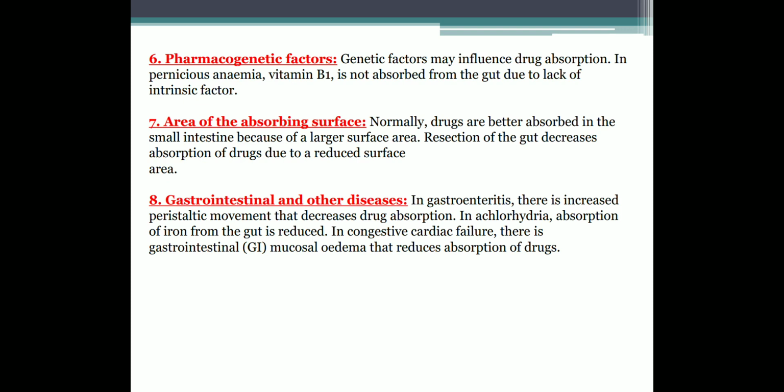And last, gastrointestinal and other diseases. Like in gastroenteritis, there is an increased peristaltic movement that decreases drug absorption. In achlorhydria, absorption of iron from the gut is reduced. And in CCF, that is congestive cardiac failure, there is gastrointestinal mucosal edema that reduces absorption of drugs.